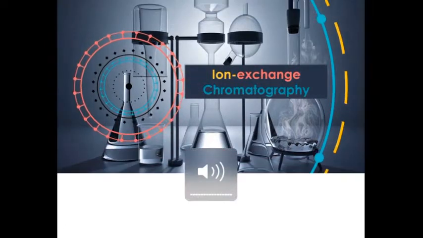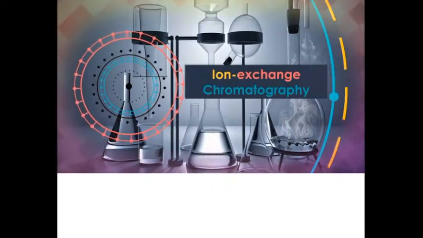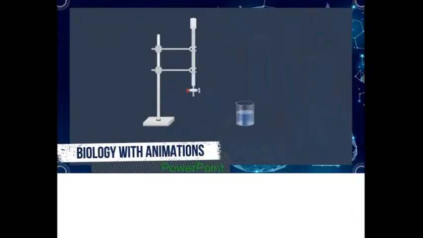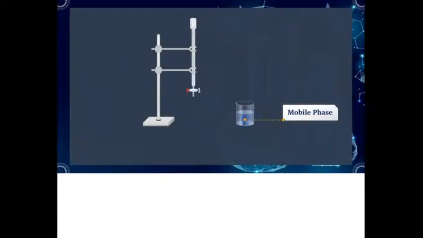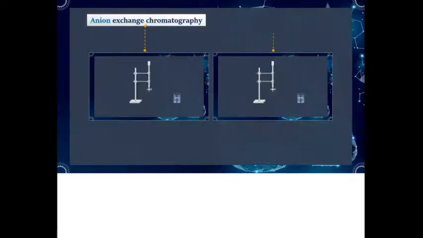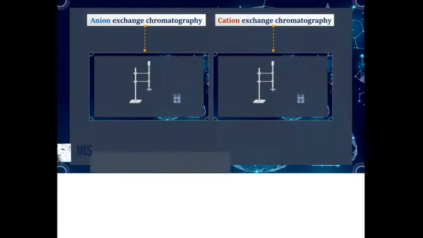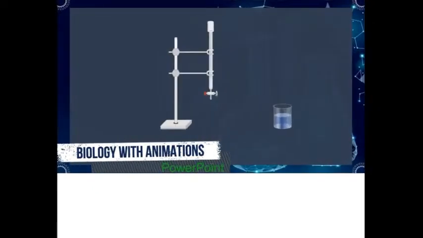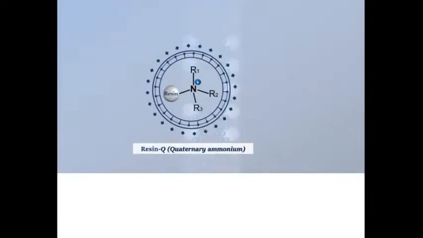The separation of ions and polar molecules based on their charge. As well as other forms of chromatography, in ion chromatography, there is a mobile phase, which generally consists of buffer solution, and there is a stationary phase which consists of a matrix that contains charged ionizable functional groups. This type of chromatography is subdivided into anion exchange chromatography and cation exchange chromatography. In anion exchange chromatography, negatively charged molecules are attracted to a positively charged solid support, which is usually beads that provide a positively charged surface, such as resin quaternary ammonium.